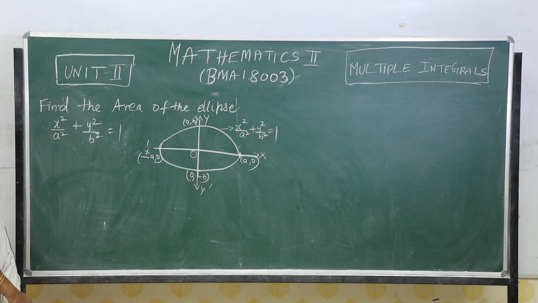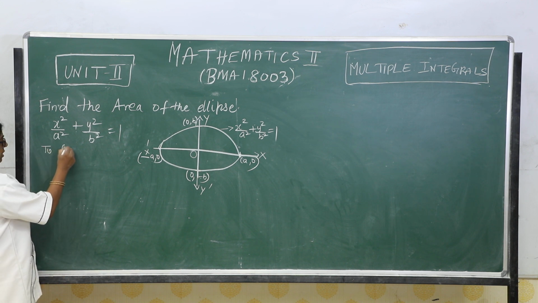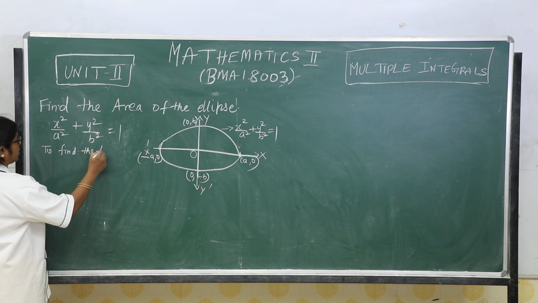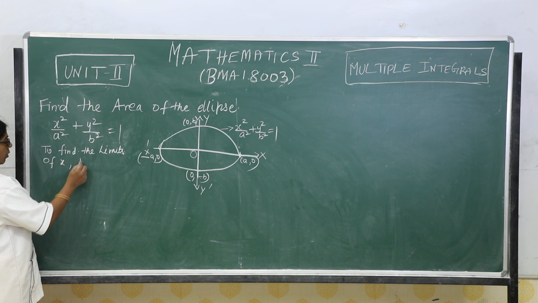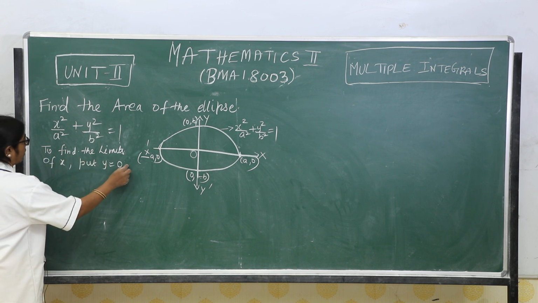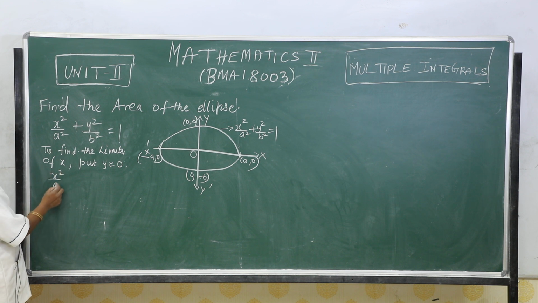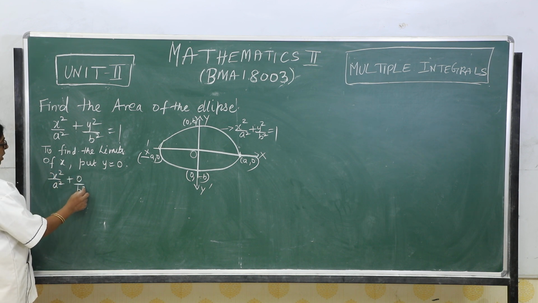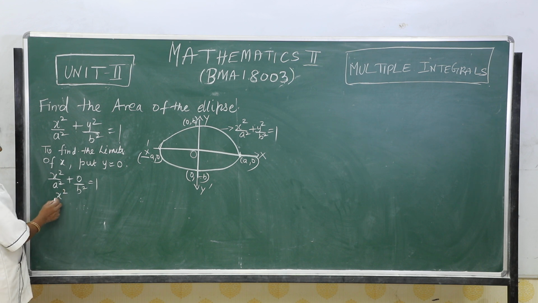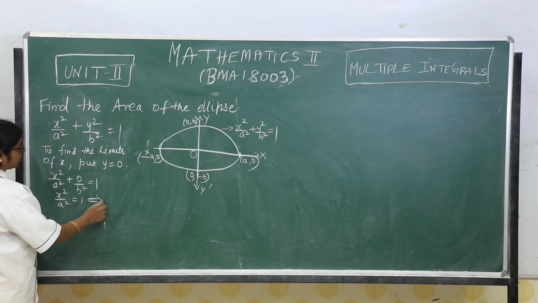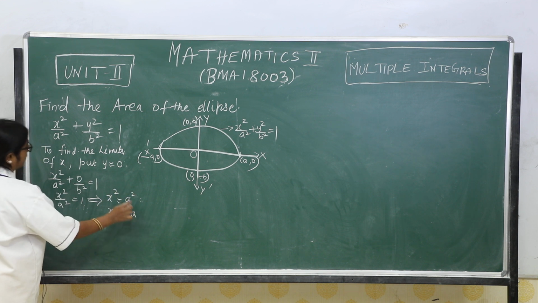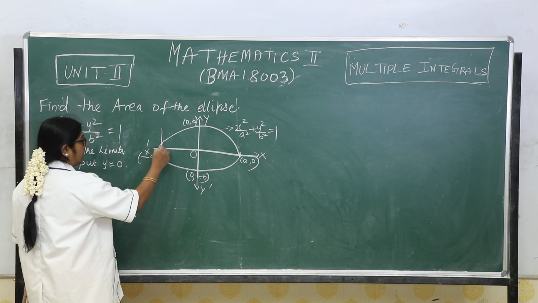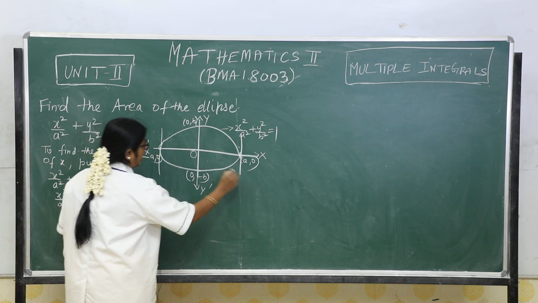First we will find out the limits of the x and y. To find the limits of x, put y equal to 0, we get x squared by a squared plus 0 by b squared equal to 1, x squared by a squared equal to 1, which implies x squared equal to a squared, x is equal to plus or minus a. So, this is the line x equal to minus a, x equal to plus a.